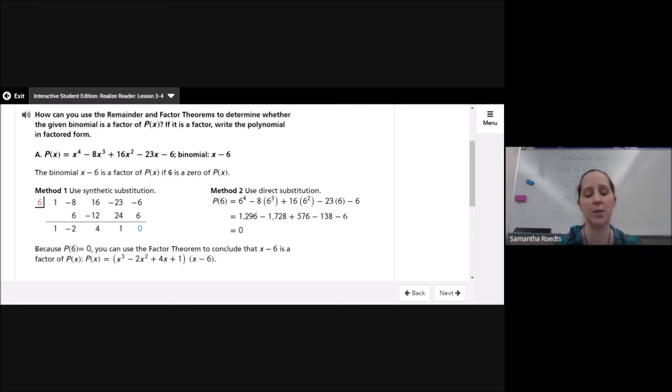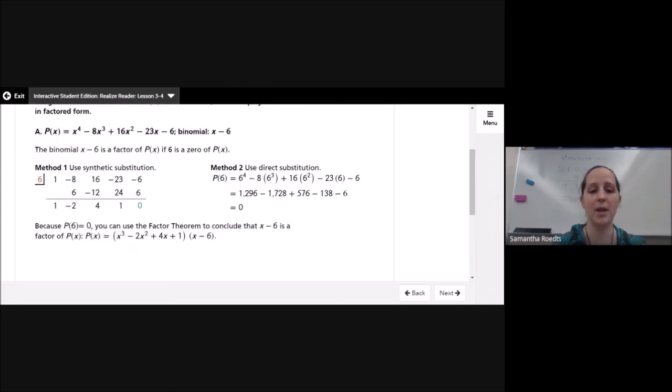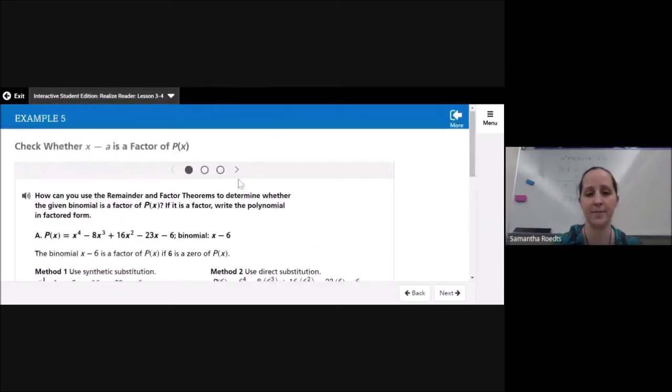You can use direct substitution. It's not wrong. It's not an incorrect method. You'll still get the same answer. Okay. So either way, I do get 0 because p of 6 equals 0, you can use the factor theorem to conclude that x minus 6 is a factor of p of x. So p of x equals x cubed minus 2x squared plus 4x plus 1 times x minus 6.